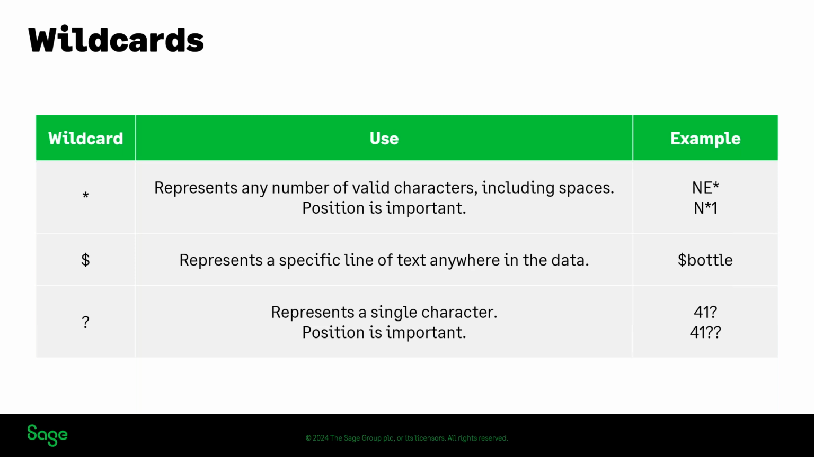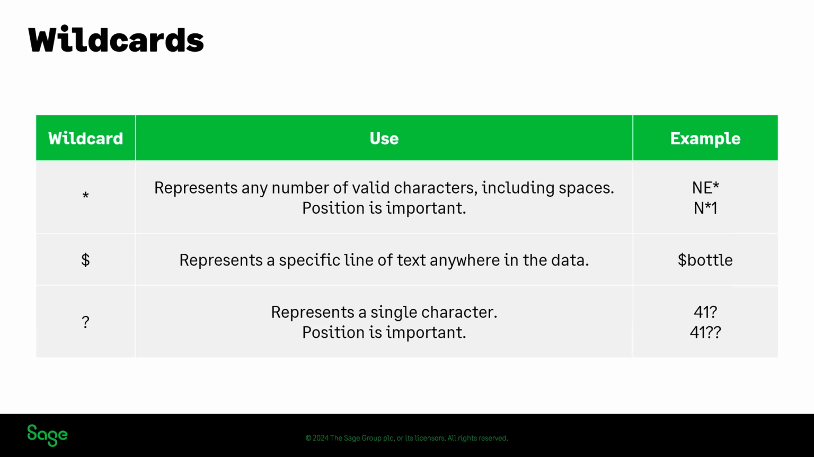Now the asterisk represents any number of valid characters, which would include spaces. But the position of using that is important. I've got an example there, based on, let's say, postcode. If I was looking for all postcodes that are based in the Northeast, for instance, I could do NE and then an asterisk, an asterisk being any number of valid characters. If I was searching on address line 5 in the filter area, it would find those postcodes that begin NE, then anything after that.